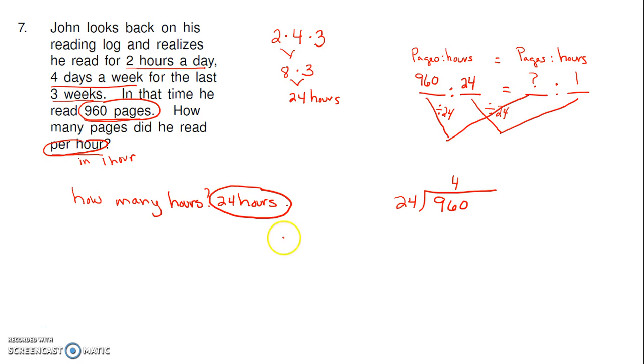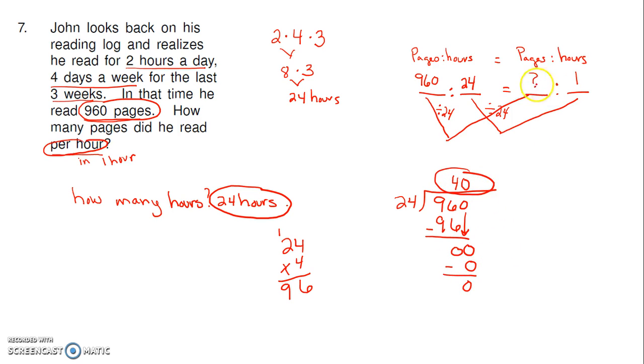4 times 4. So I'm going to do 24 times 4 off to the side if you need to. 4 times 4 is 16. 4 times 2 is 8, and 1 more is 9. Oh, yay! 4 times 24 is 96. If I go ahead and subtract off, I'm left with a remainder of 0 there. I need to drag down my next 0. Then I say, okay, how many times does 24 go into 0? Oh, goodness, it goes in 0 times. 0 times 24 is 0, and I'm set with the problem. He must have read 40 pages per hour.